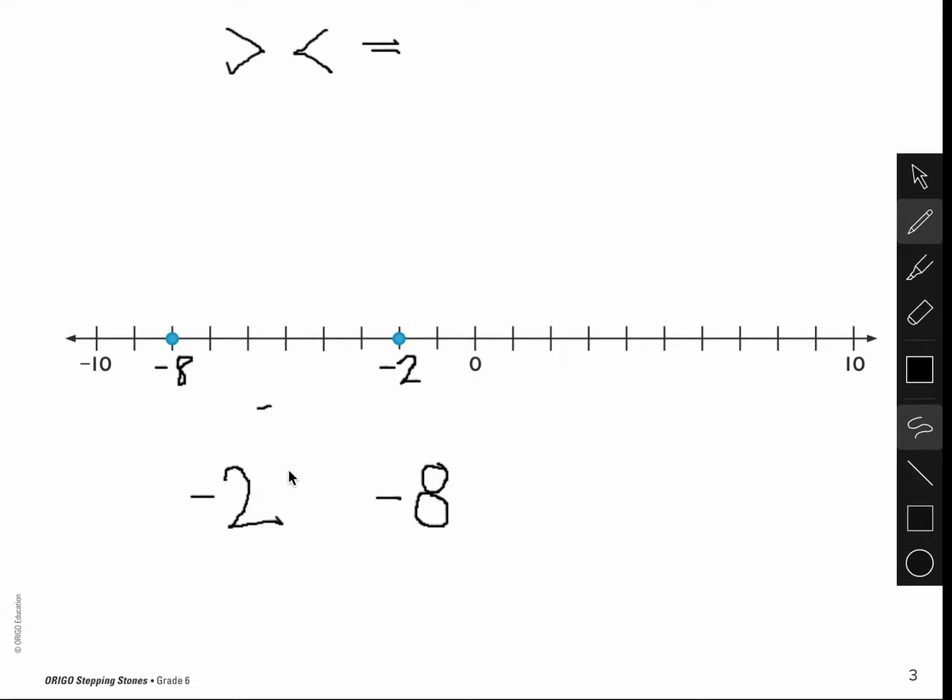Yes, -2. Remember that method where the greater number gets 2 dots and the lesser number only gets 1, and you can connect them like so. You do not have to use that method, but if it works for you, keep using it. -2 is greater than -8.